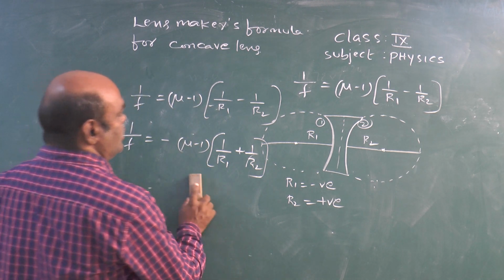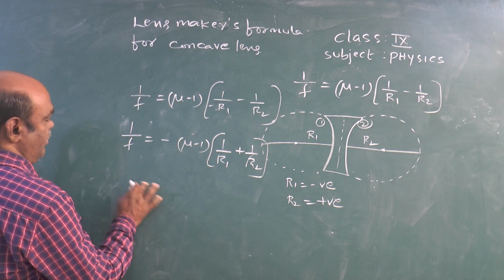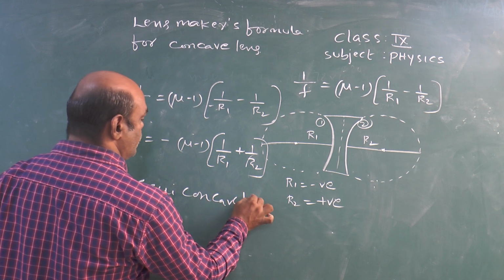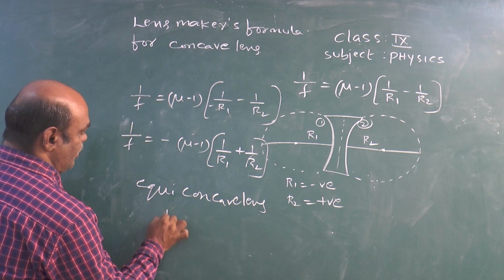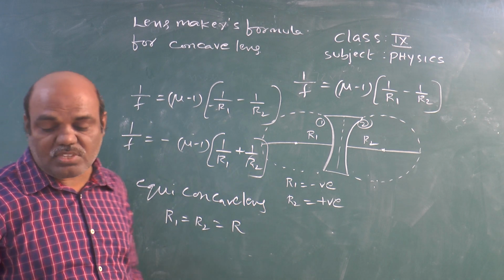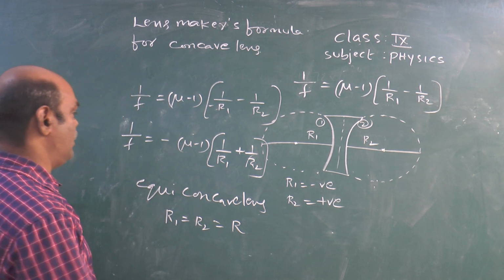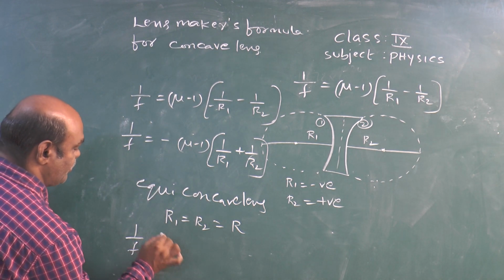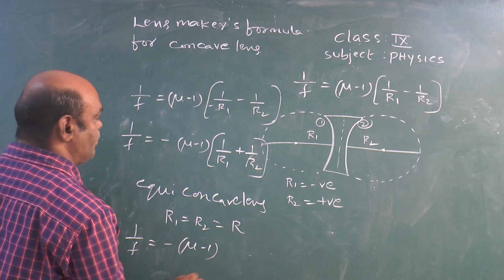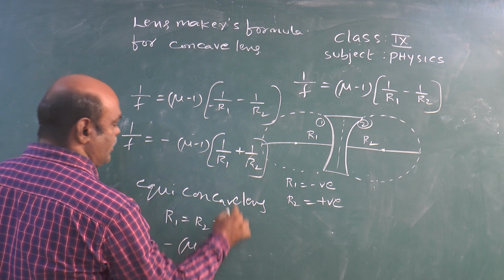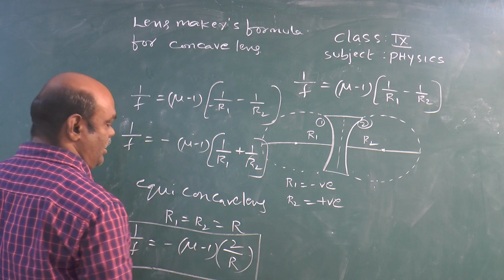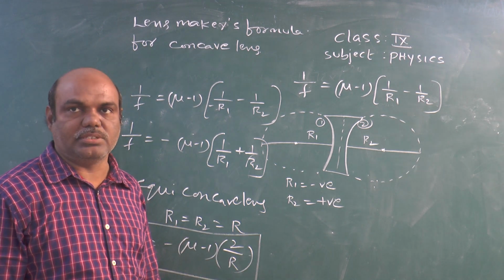Okay. Next, if you consider an equiconcave lens, equiconcave lens means R1 equal to R2 equal to R. Then the above equation changes: 1 by f equal to minus of mu minus 1, 1 by R plus 1 by R. So 2 by R we can write. So this formula is applicable for an equiconcave lens.